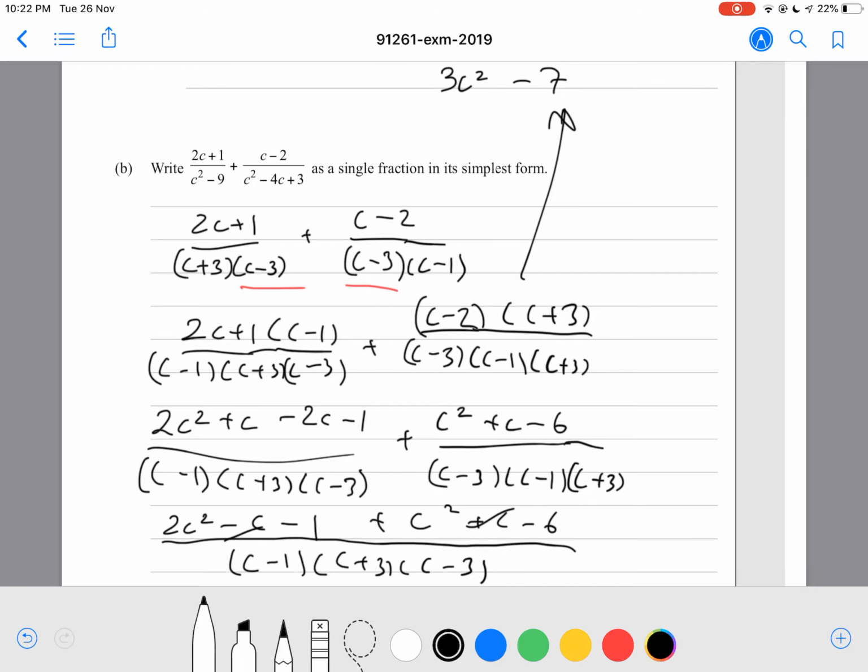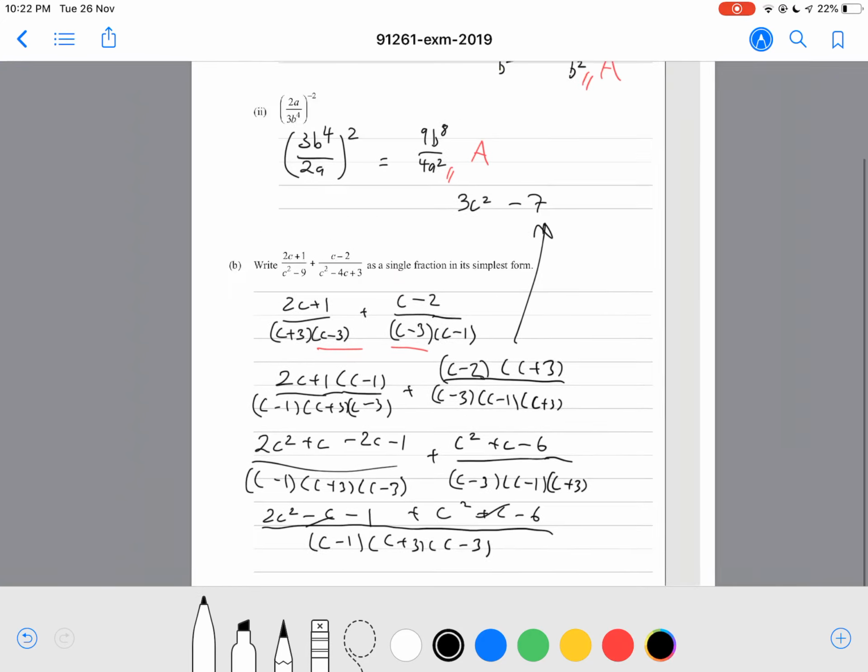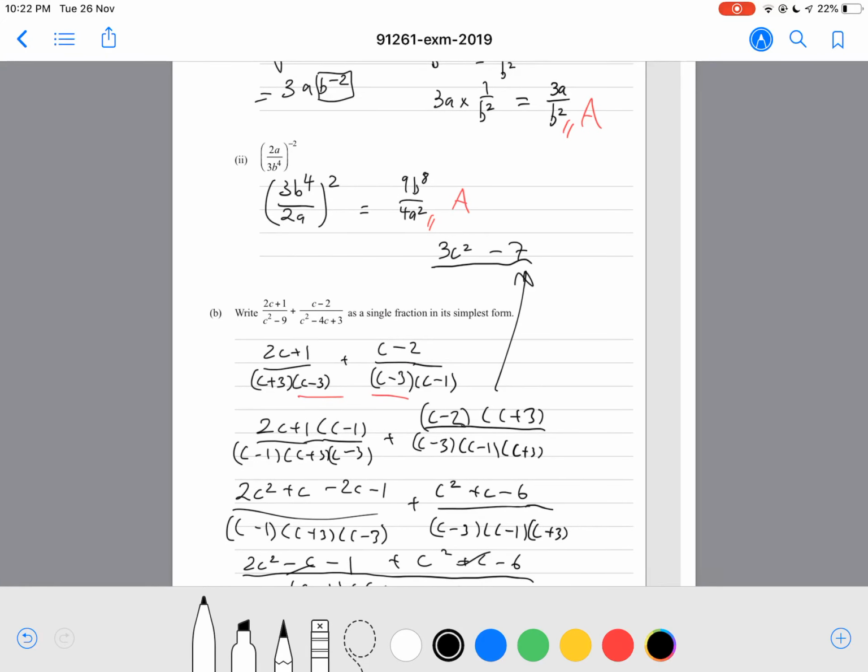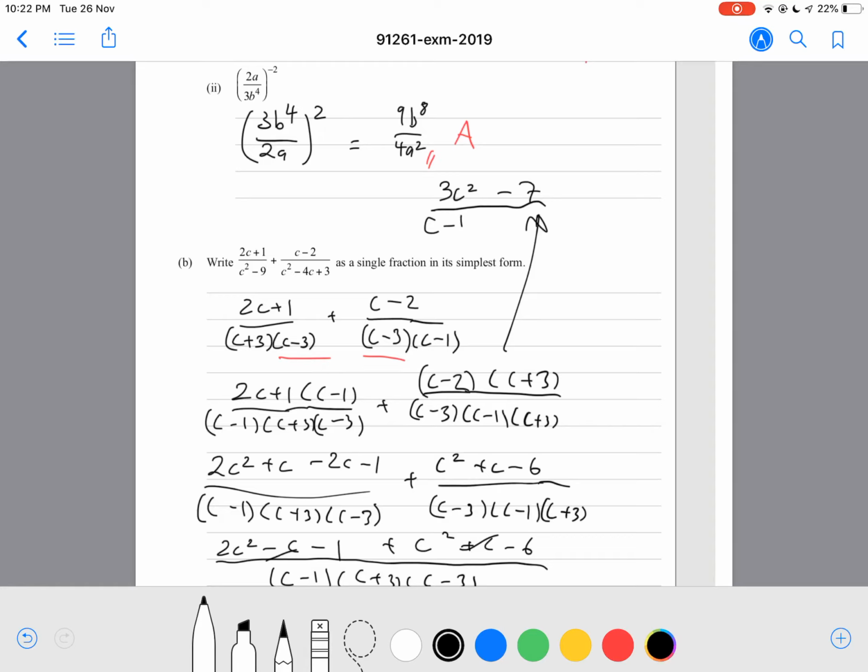Yeah, that looks right. Over our common denominators, which is c minus 1 times c plus 3 times c minus 3. So as you can see, this cannot be simplified anymore because 3c squared minus 7 cannot be factorized. So that should be your final simplified form, and this should be a merit level question.